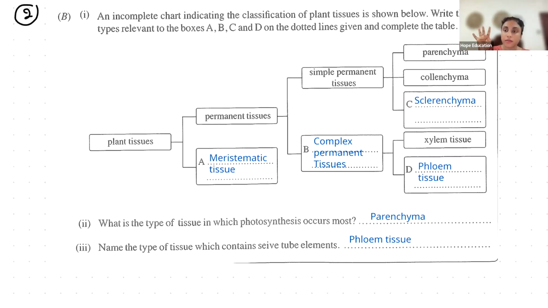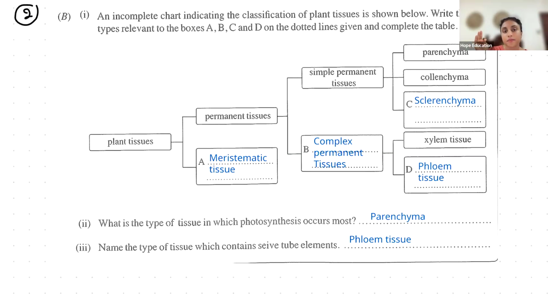What else is there in the phloem? Companion cells. Remember, sieve tube elements don't have a nucleus. So the companion cell is there to control their activities. Sieve tube element just transports food. Companion cell is there to control the activities of the sieve tube element.